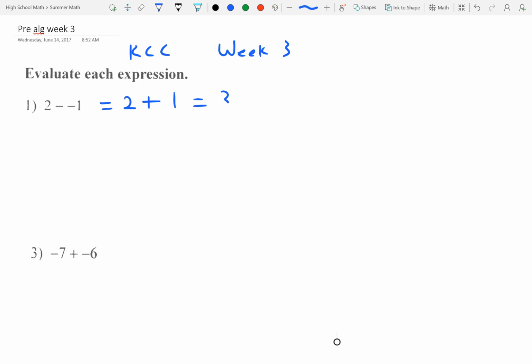2 plus 1 is 3. Taking away a negative 1 is the same as adding 1. Right.